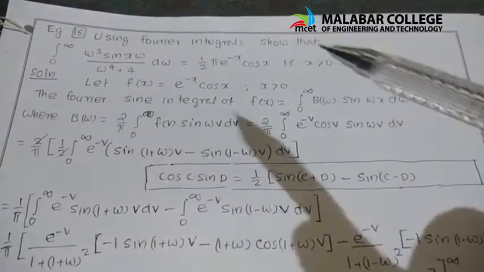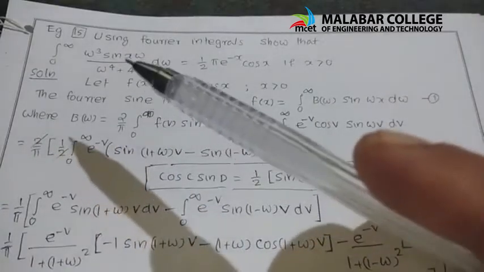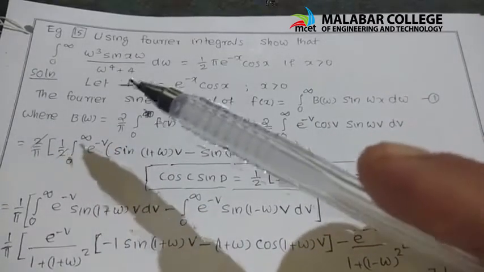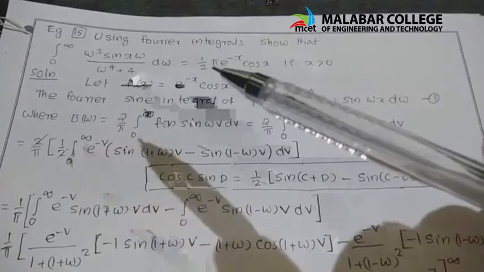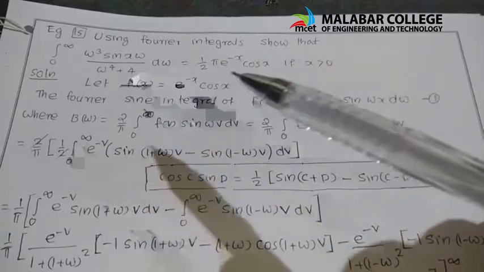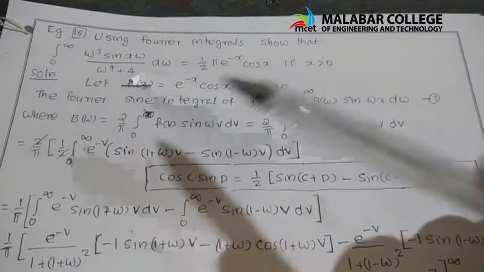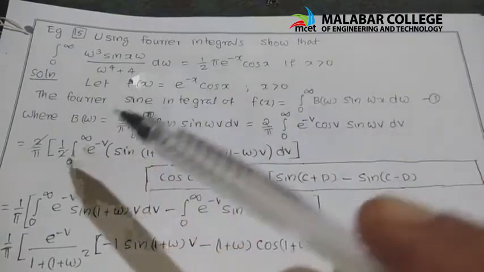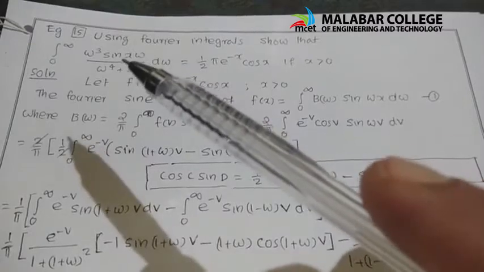Using Fourier integral, show that the integral of omega cube sin x omega by omega raised to 4 plus 4 d omega equals half pi e raised to minus x, for x greater than 0. So we take f of x equal to e raised to minus x cos x greater than 0, and we take the Fourier sine integral. Here the sine function is there.